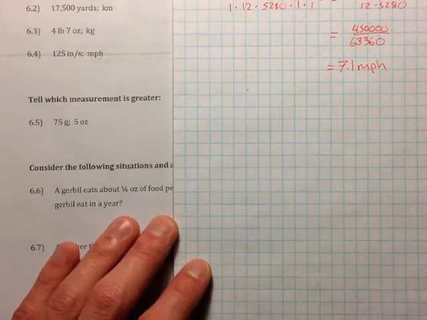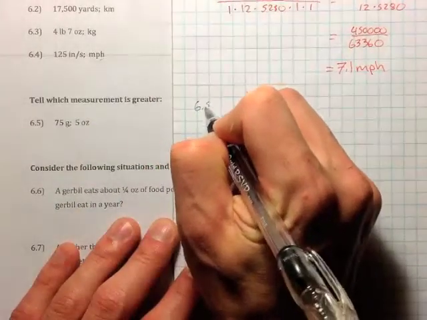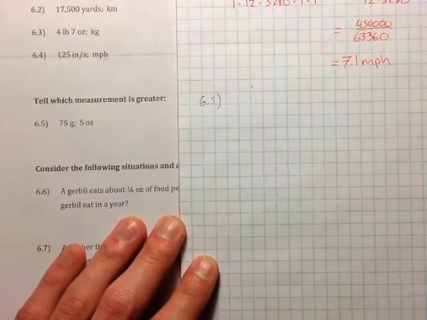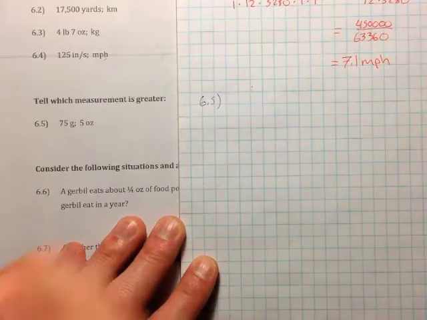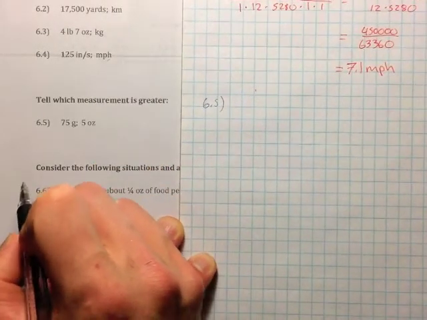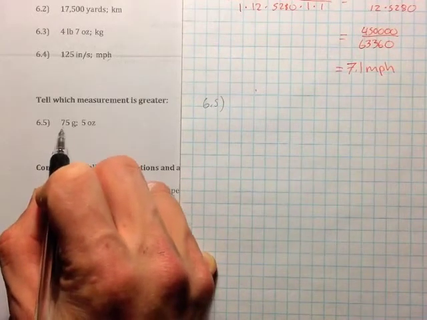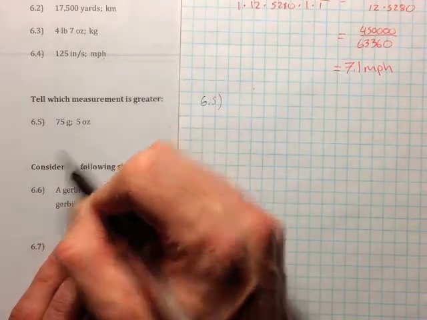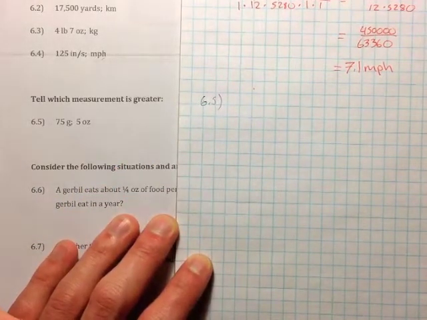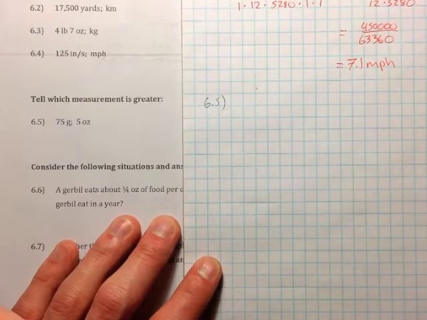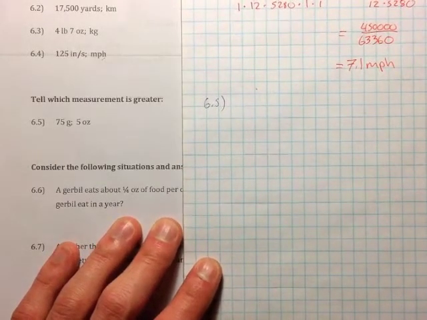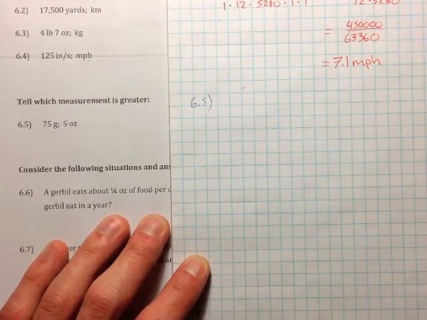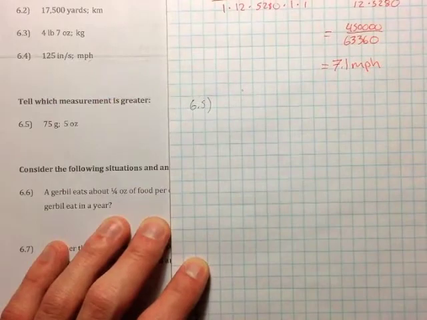Alrighty, in this next problem, 6.5, we are asked to determine which of these two measurements is greater, 75 grams or 5 ounces. Now, as I'm looking at this problem, I'm not happy with the fact that 75 grams is really a measurement of mass, 5 ounces is really a measurement of weight, but here on Earth, mass and weight are basically interchangeable. So I'm not going to concern myself with that too much. But we need a strategy here. How in the world do we tell which one of these is greater?